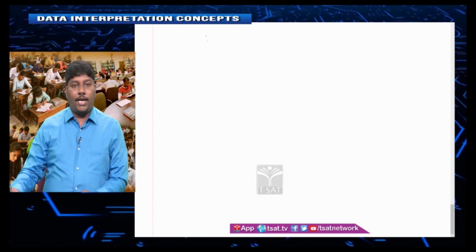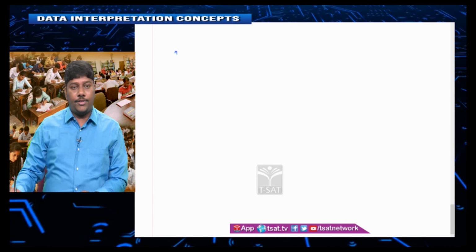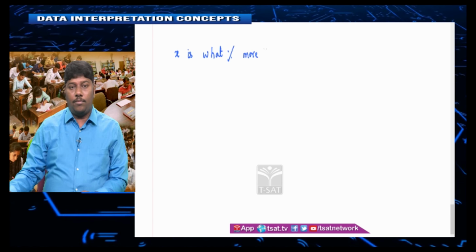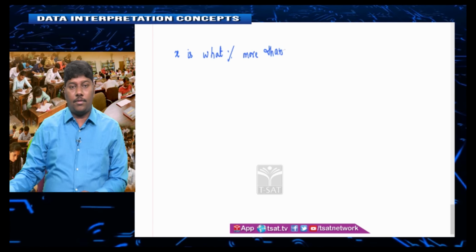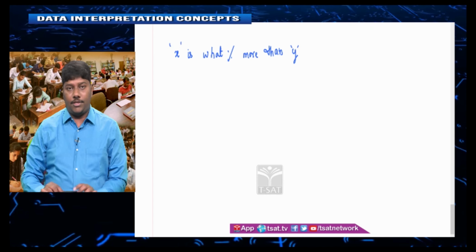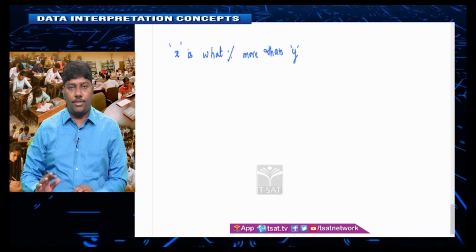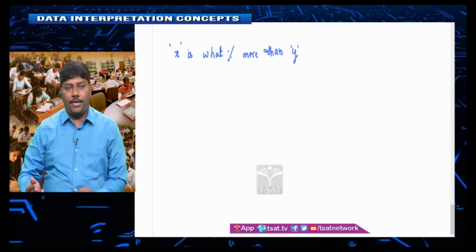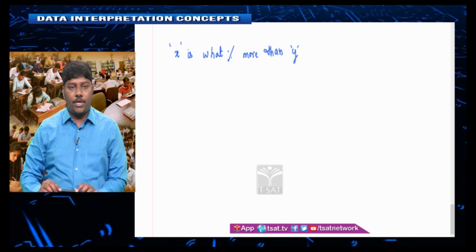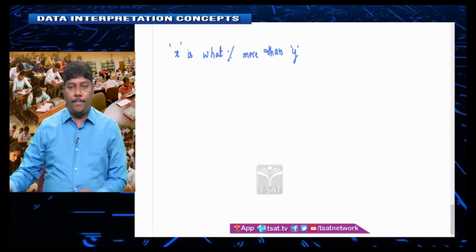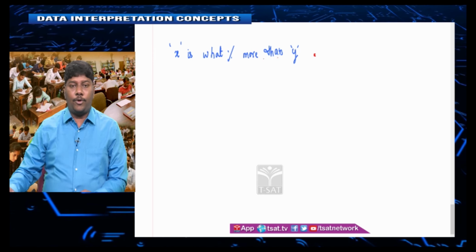Remember that. If I ask you, X is what percent more than Y? Now in place of X and Y, they'll give you other two statements. In place of X, they may give you data in 2020 or whatever the data, cars produced by company A, cars produced by company B. Those things also can be asked. So X is what percentage more than Y? So here we can clearly see X is more than Y.